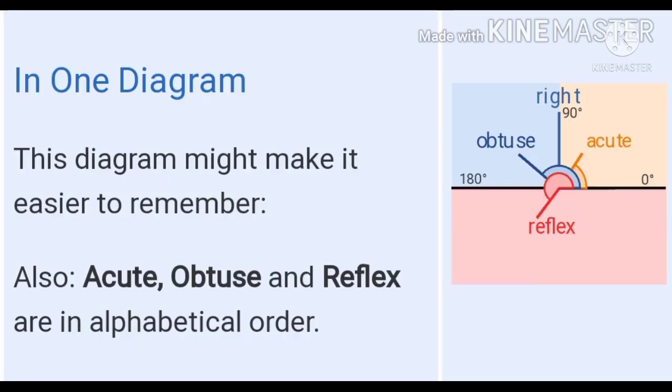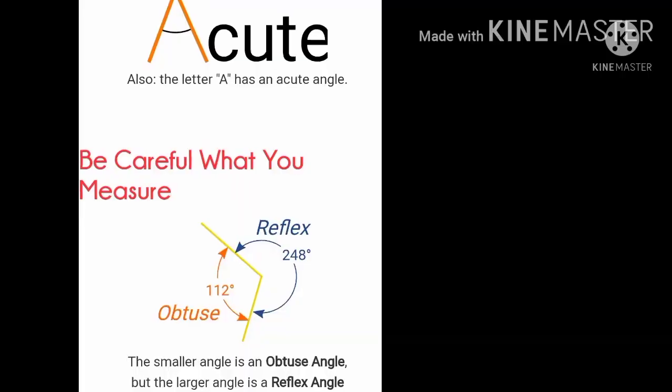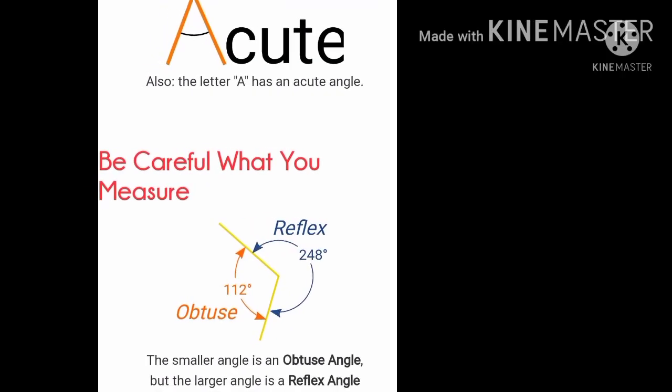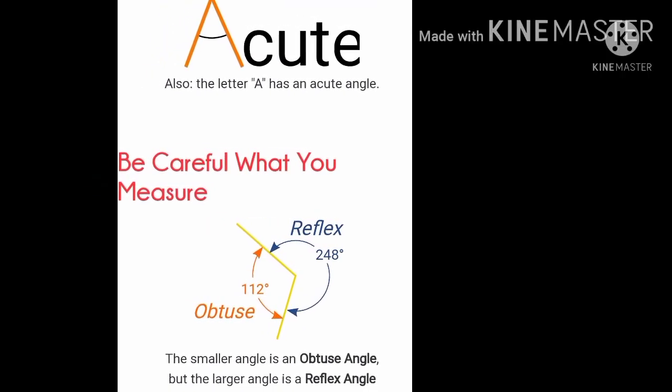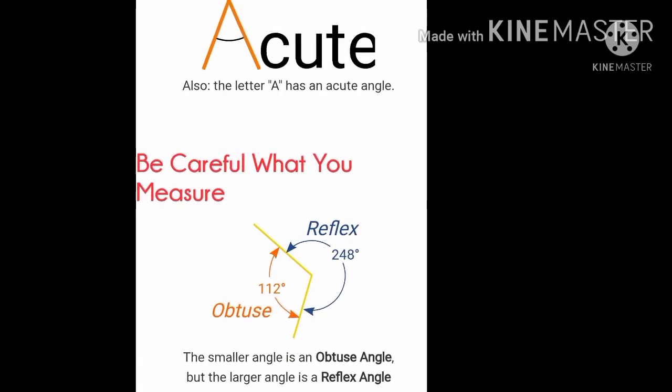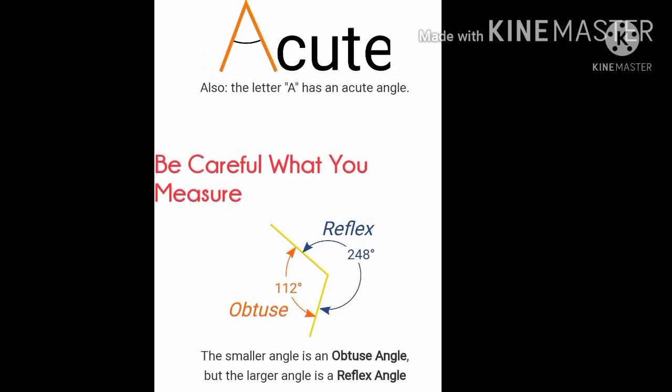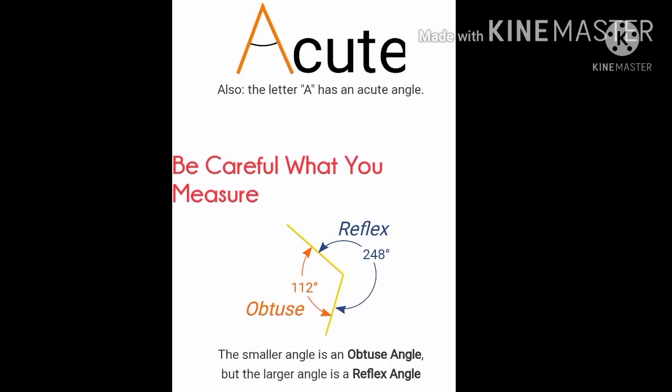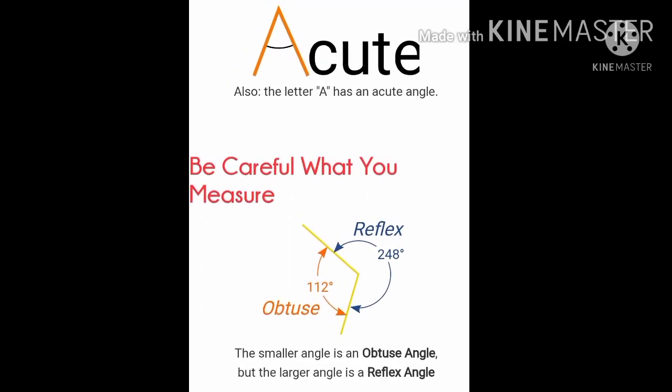Now see in the given diagram, it's easier to remember all the angles. The orange lines give us acute, the blue line the right angle. Again with the blue we are showing obtuse, straight angle and 0 degree by a black line, and the red line reflex angle. Okay, just to help you remember it. Please remember one more point, the letter A also has an acute angle. Okay, and see the measurement. The smaller one is the obtuse angle and the larger one is the reflex angle.